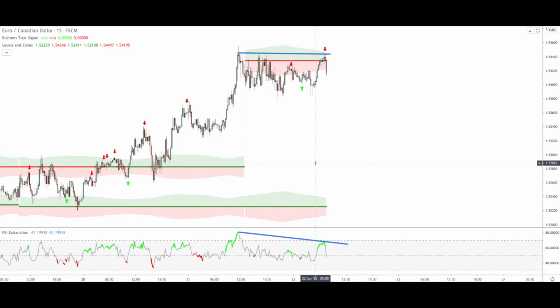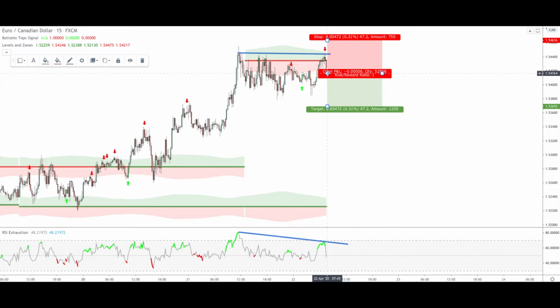And the third condition that we need to have is to have, of course, a top. In this case, we have one and it is confirmed. So we can confidently place our order. The entry price would be, of course, around this level here.